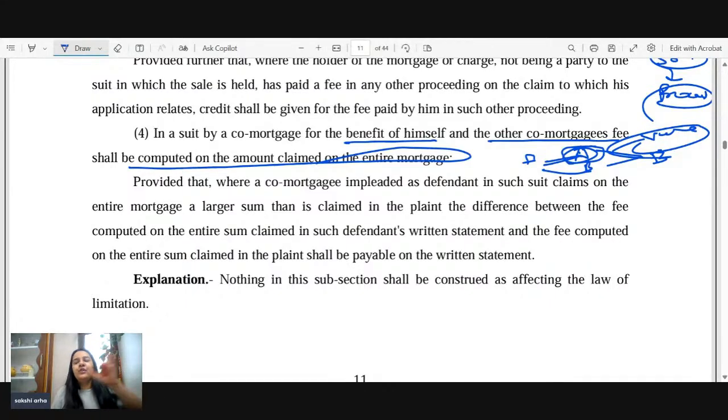Okay, suppose it was a mortgage for 5,000, 2,500 for A, 2,500 for B. So the fee will not be according to 2,500. Even if A is claiming only 2,500, the fee will be decided according to the whole mortgage. Okay, the entire amount of the mortgage, the fee will be decided. And this subsection 4 is very important. In case of co-mortgagors, okay, fee सिर्फ एक mortgage के rate से decide नहीं होगी. It will be decided according to the entire mortgage value.